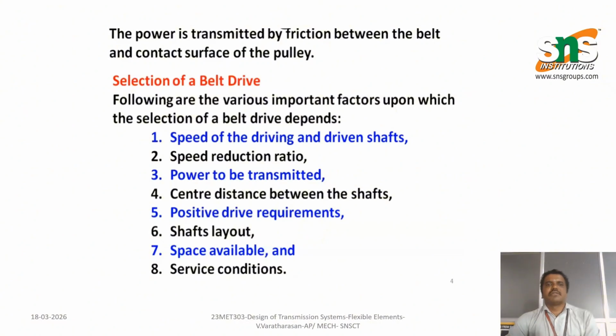The selection of a belt drive depends upon the following important factors: the speed of the driving and driven shafts and the speed reduction ratio. If you are using a spur gear, helical gear or worm gear, then instead of the speed reduction ratio we use the gear ratio. Also important are the power to be transmitted from one element to another, the center distance between the two shafts, the positive drive requirements, the shaft layout, the space available, and the service conditions. These are the very important factors for selecting any belt drive.